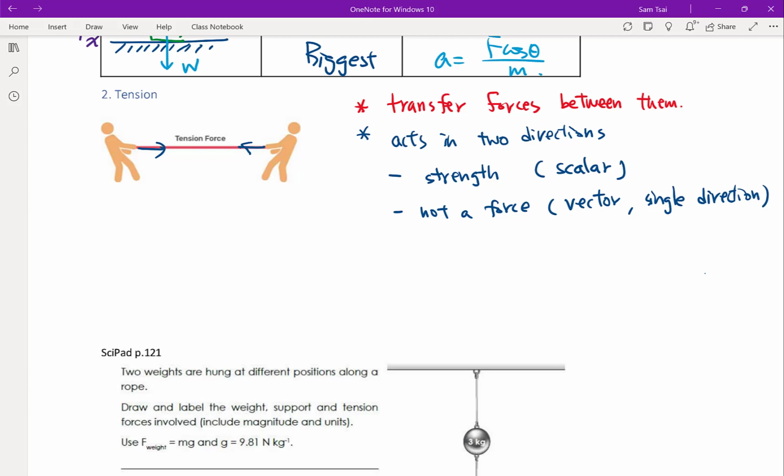Okay, and you can see the tension has two directions and they have the same size. So they can be considered as an action and reaction pair, because they have the same size, same strength, but they are in opposite directions.